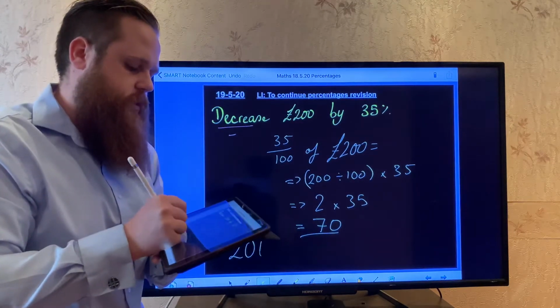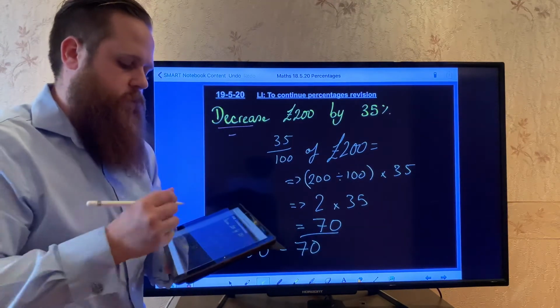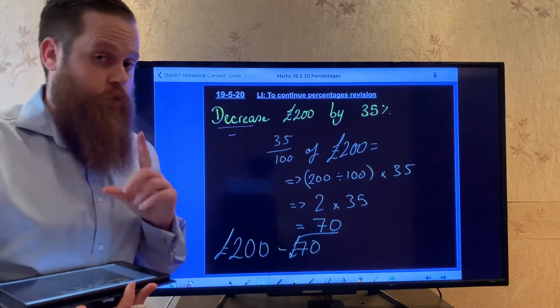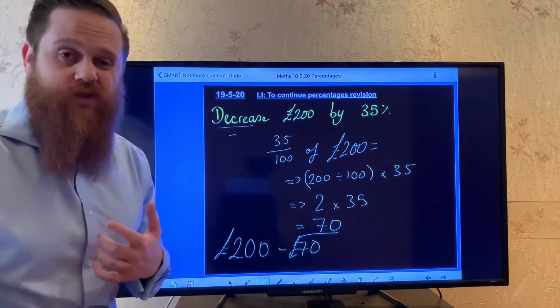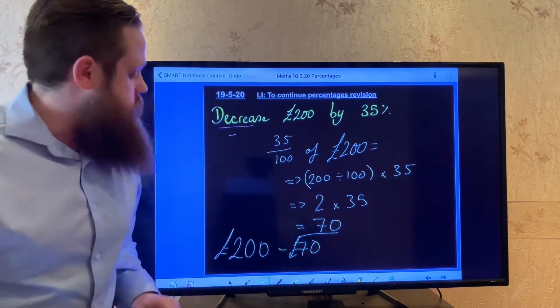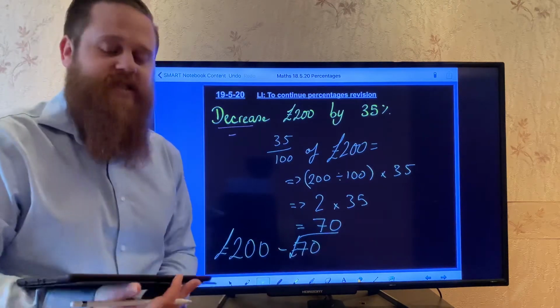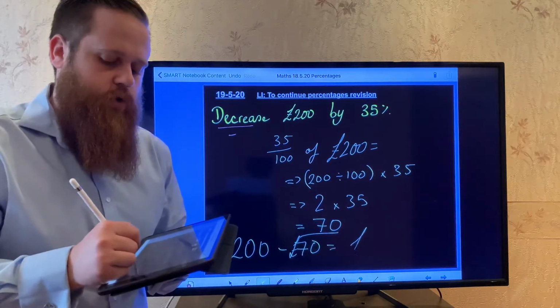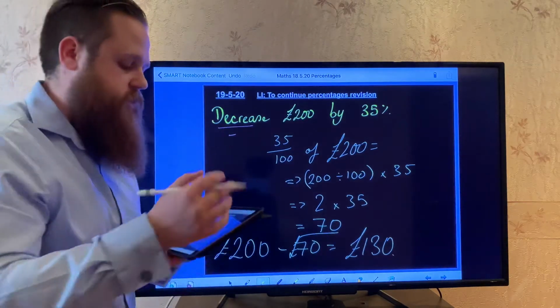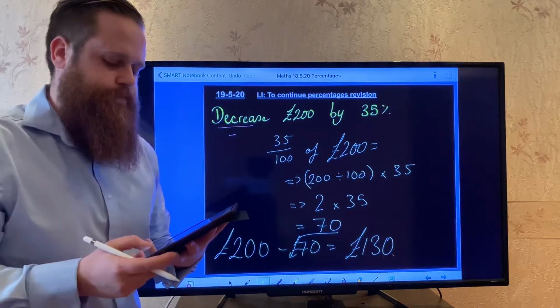So 200 minus 70. Okay, well technically it was in pounds as well, so I'm just going to quickly put them in there. 200 pounds, don't forget your units of measurement. It's not snails, not horses, it's not Akira's toenails, okay? It is pounds. So 200 pounds minus 70 pounds is equal to 130 pounds. Unit of measurement is in and correct. Okay then.